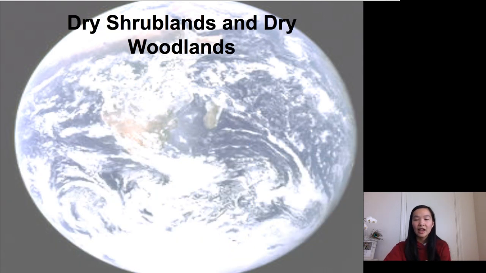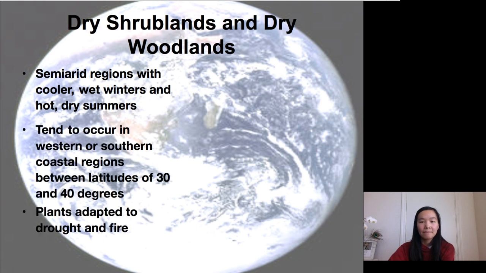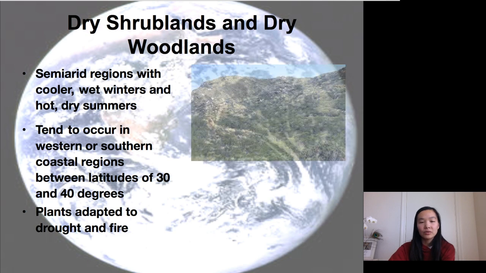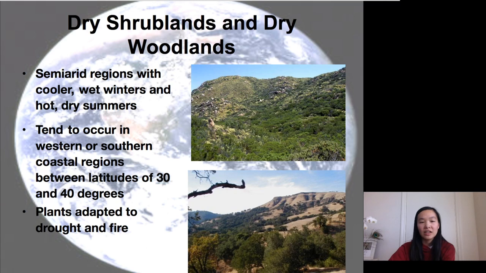Okay, dry shrublands. These are also called a chaparral biome. The semi-arid regions, kind of dry. You've got some wet winters, dry summers. And what's unique about this region is that the plants need to have adaptations that allow them to be drought tolerant and fire tolerant.